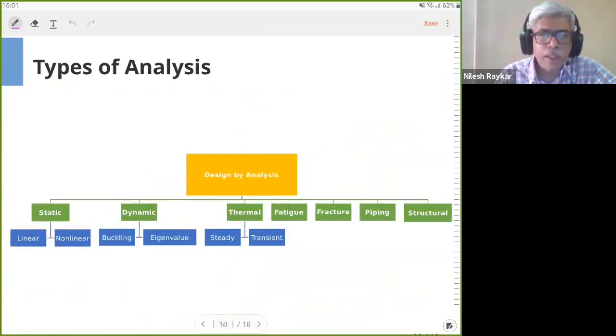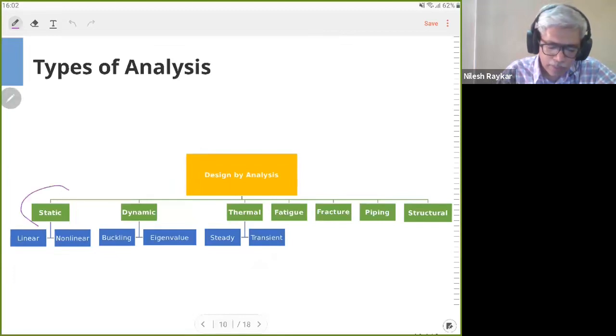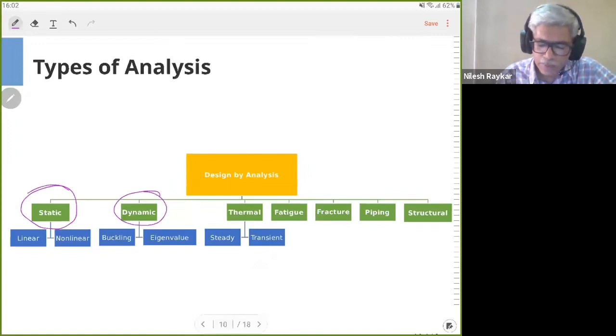and there are different types of analysis. So we have seen that there are different types of analysis which need to be considered. The static analysis and dynamic analysis are the two major types, and thermal. So these three would constitute the major analysis types that a routine design engineer would be doing in the design of pressure equipment by analysis route.